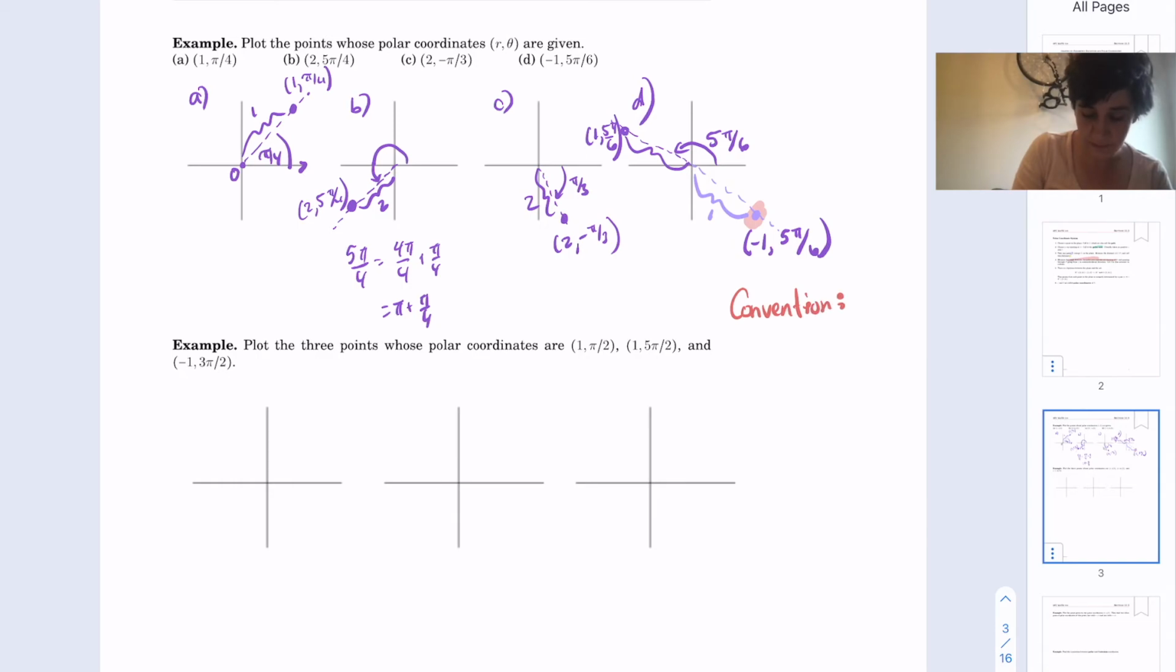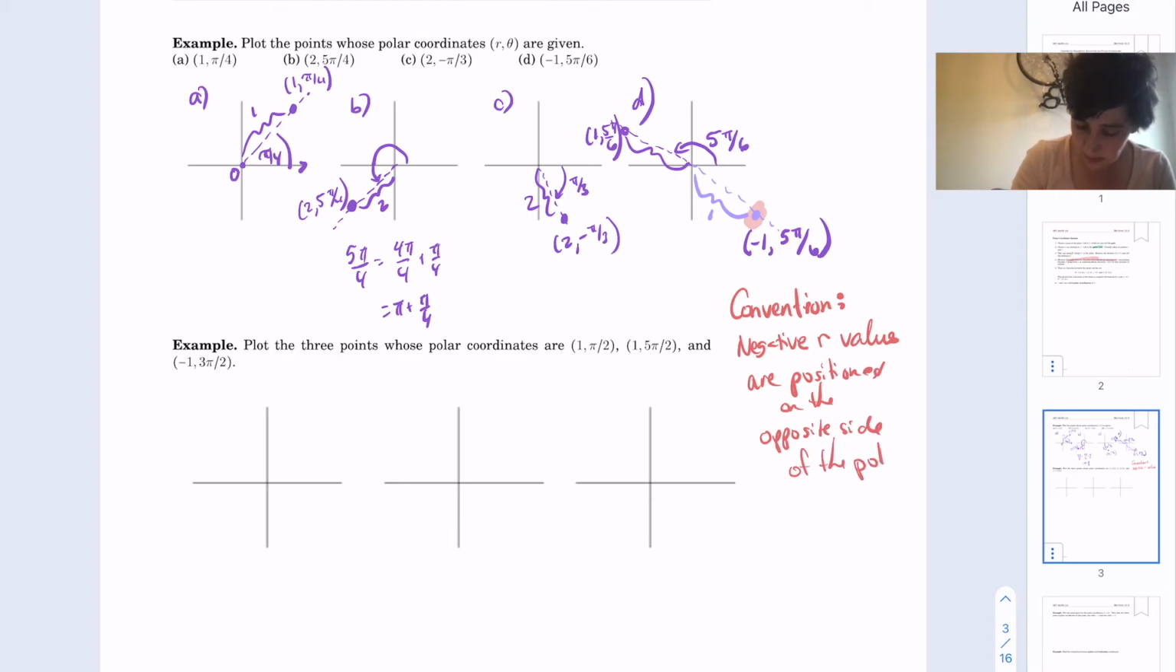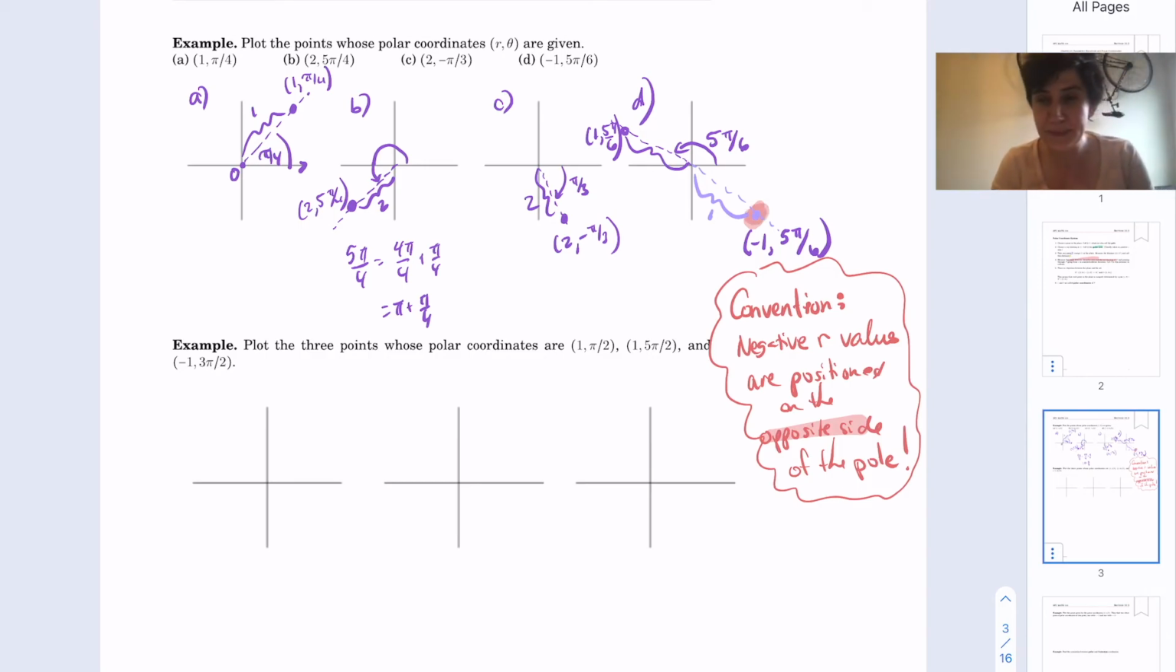Convention. Negative R values, we position them on the opposite side of the pole. That's what's happening here. So with that in mind, we're going to plot a couple more points.